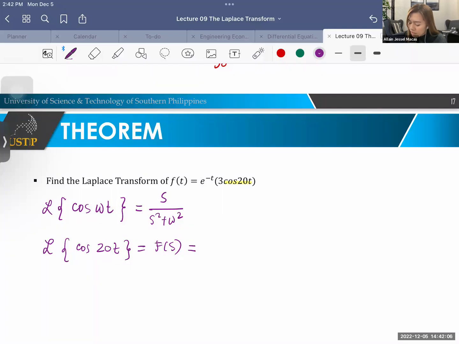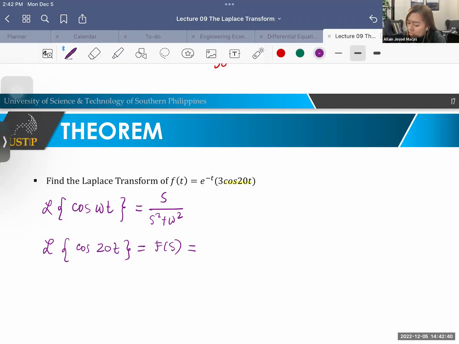So this is unsa man? S of is unsa man? Wala na class, wala na makabalo. Imo ra man ang i-substitute. S is a variable here. So wala na siya value, S lang siya.